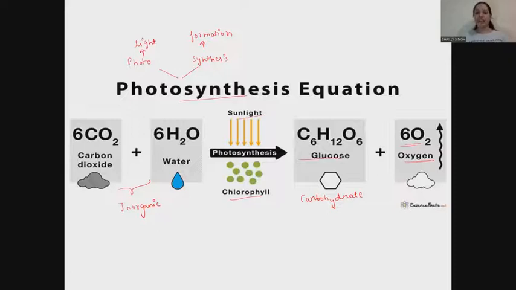Students, one by one we will see from where plants get these raw materials. Starting with the first one, that is carbon dioxide. I think most of the students know that carbon dioxide is a gas and it is present in our atmosphere. But the question arises: how do plants take this carbon dioxide from the atmosphere?